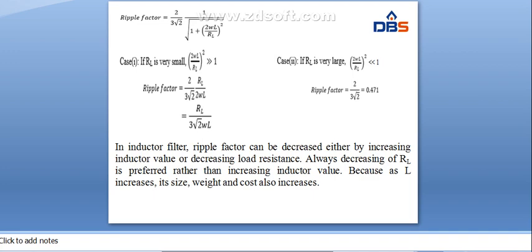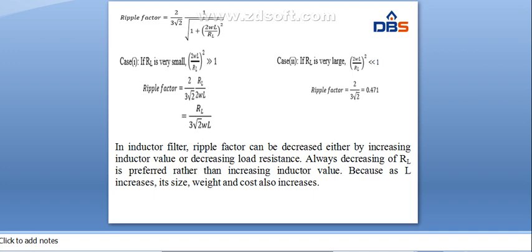In the second case, if RL is very large, (2 omega L by RL) whole square is less than 1, then the ripple factor is 2 by 3 root 2, that is equal to 0.471. So if RL is very small, the ripple factor of the inductor filter is RL by 3 root 2 omega L.